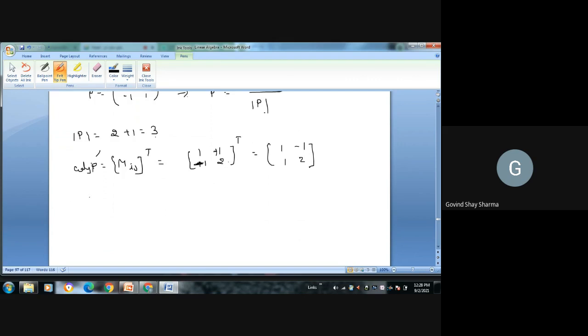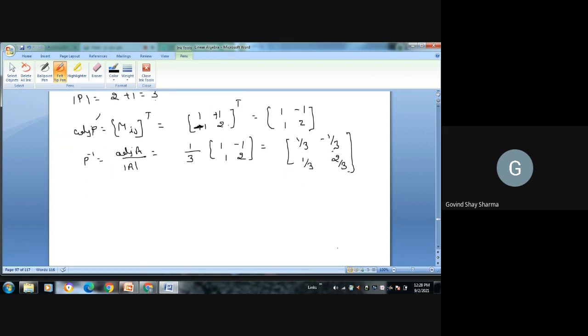P inverse is adjoint A upon the determinant. The value of adjoint A is equal to 1 upon 3, minus 1, and we get 1 3. This is our P inverse.